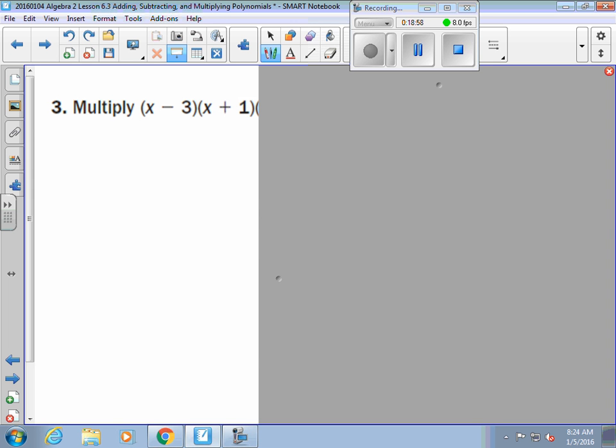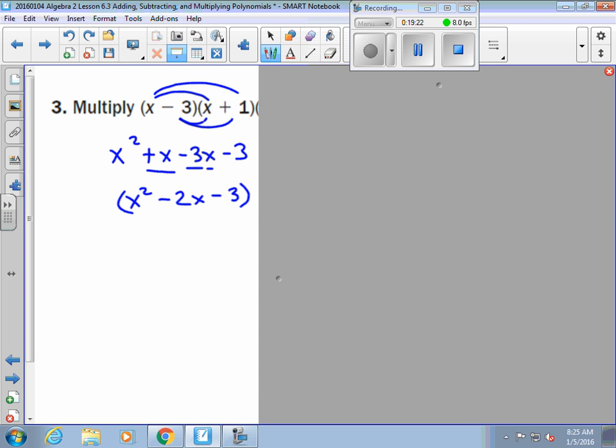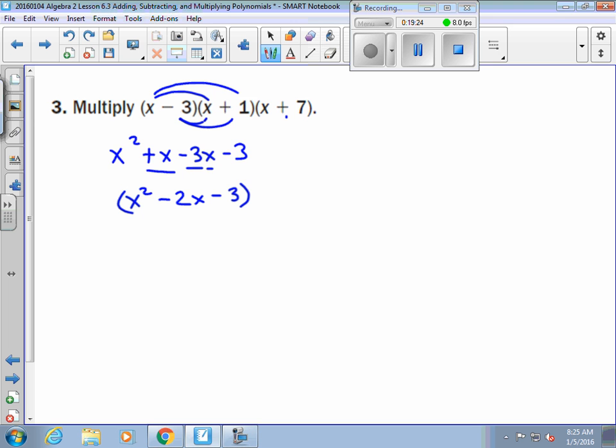FOIL the first two. X times x is x squared. Your outer ones, x times 1 is positive x. Your inner ones, negative 3 times x is negative 3x. Your last ones, negative 3 times 1 is negative 3. You have to combine your like terms, x and negative 3x, to get negative 2x. So we have x squared minus 2x minus 3. And again, treat that as if it's inside of a set of parentheses to multiply it times x plus 7.